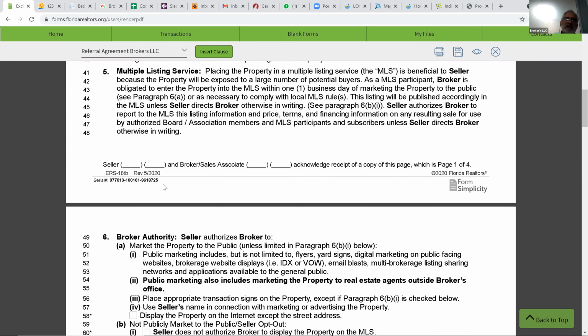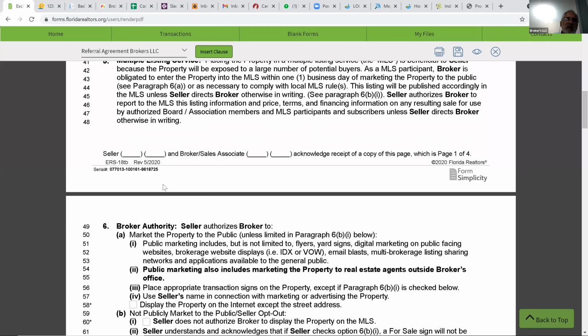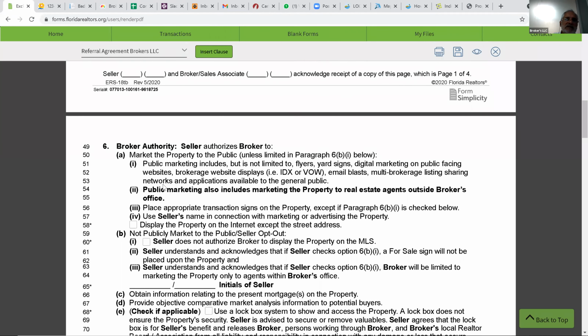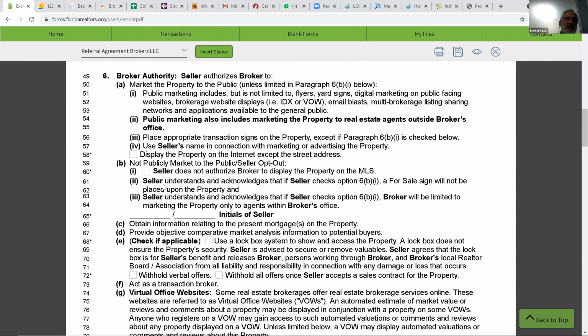Multiple listing service is the MLS. Of course, you're gonna put this property on the MLS. That's the easiest advertising on a listing. Just put it on the MLS and somebody else is gonna bring a buyer. You just sit and relax until you get the buyer from another realtor.